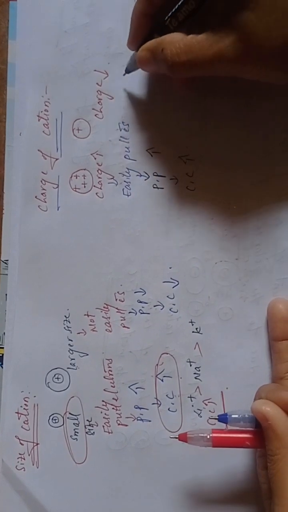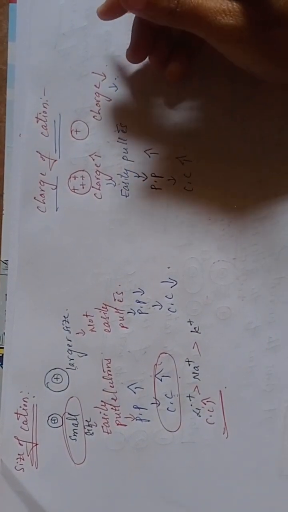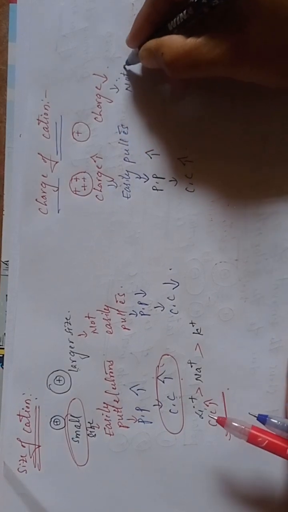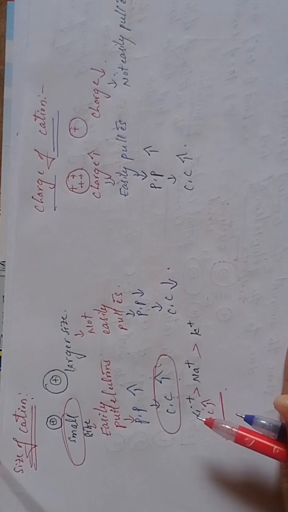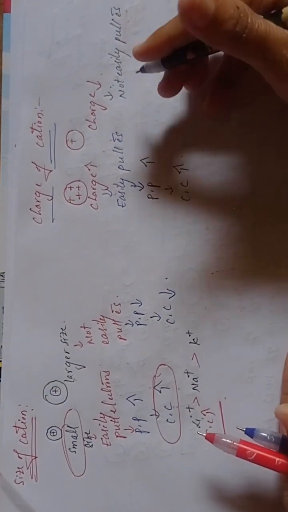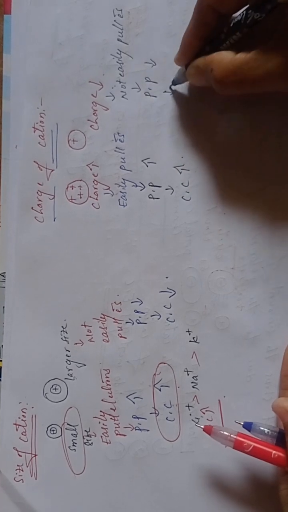Now here the charge is less. Less charge means it cannot easily pull the electrons. Not easily pulling the electrons means polarizing power is less, and polarizing power less means covalent character is also less.